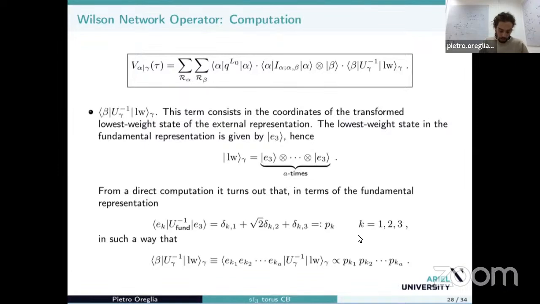It can be shown that, when we compute this kind of matrix element from a direct computation, we know explicitly this gauge group element here. So we know how it acts on the E3, so we know exactly how it works. And so this quantity here is given by this diagonal quantity here that we call P, just to give it a name. And so the last term, this one, we are going to compute in this decomposition can be written in this way, as a product of this pk a times, where a, again, just to remember, is the label that parameterizes the external representation.